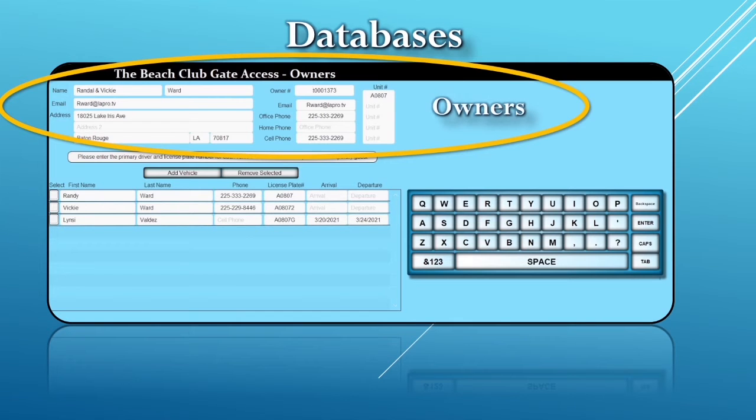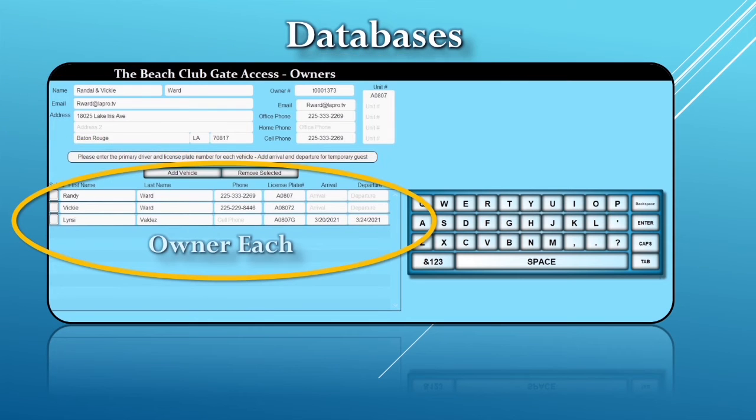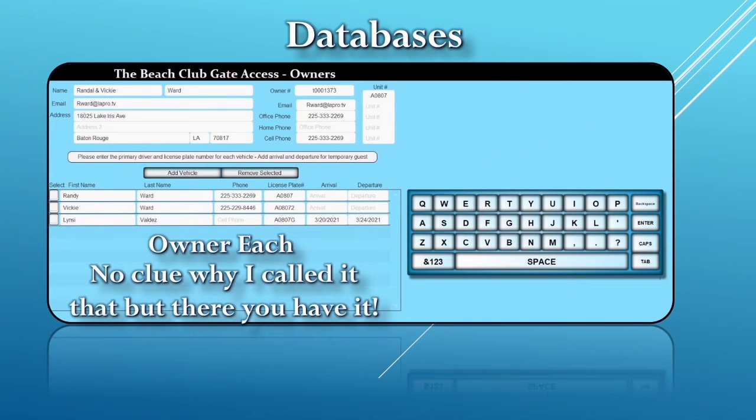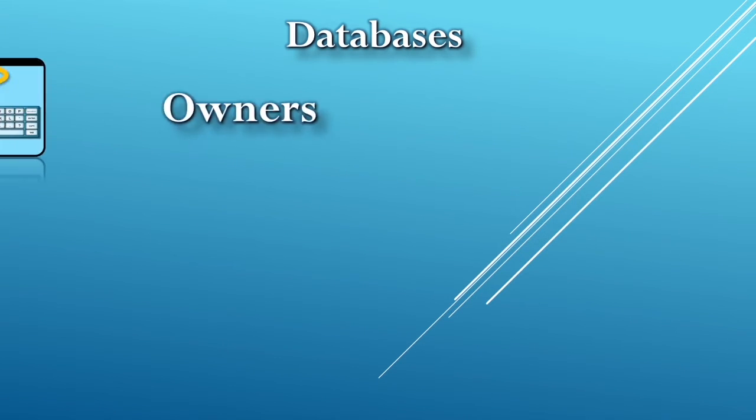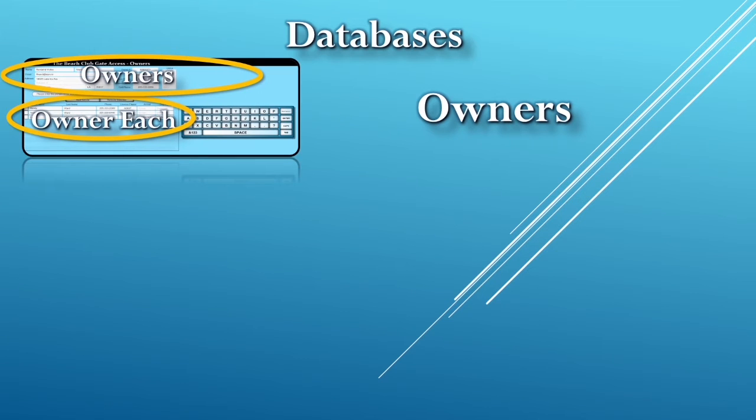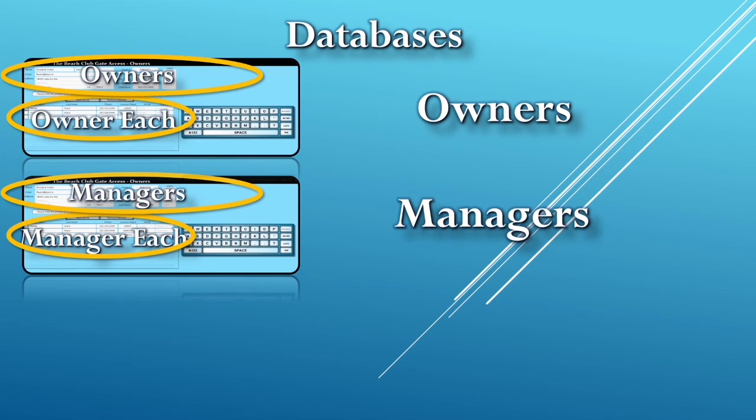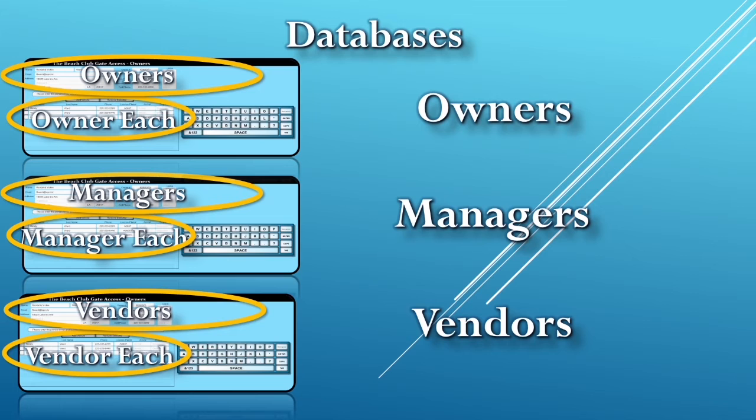So there's a database that we get from Spectrum that defines the owners. We also have the same thing for the managers and the vendors. But there's a second piece to that database, or literally a second database that's attached to that, called Owner Each. Now, I don't know why I called it that, I just did. I needed a name for it. And in fact, each one of the databases has the same thing. So the owners have an owner each, the managers have a manager each, and the vendors have a vendor each.